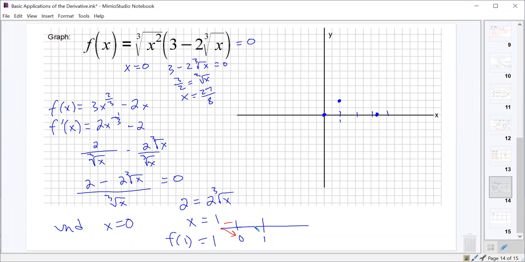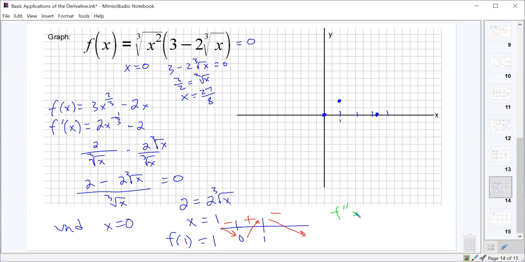And then between 0 and 1, like a half, this bottom will be positive. And the cube root of a half is less than 1. So when I multiply it by 2, this value is going to be less than 2. So when I subtract, I'll get a positive. So it should be increasing. And if we plug in something more than 1, like a million, I'm going to get a positive in the denominator, but a negative in the numerator, and it will be decreasing. So far, good? Yeah. All right.